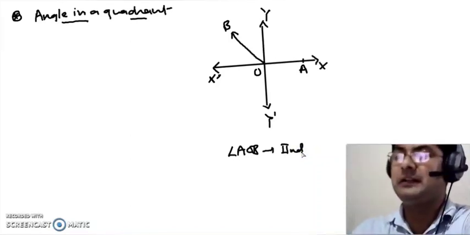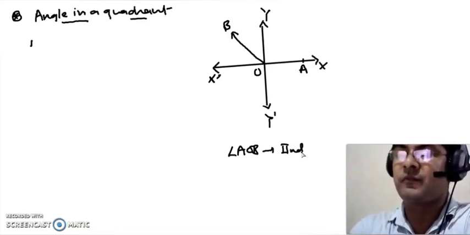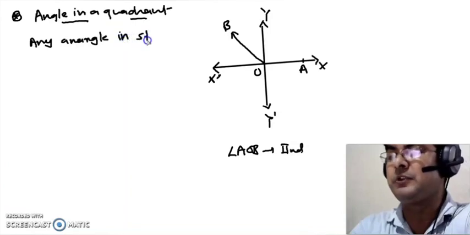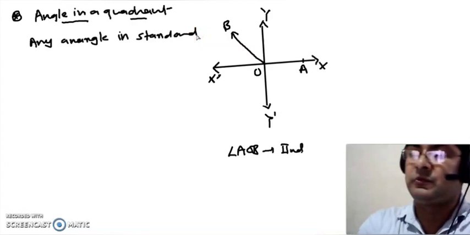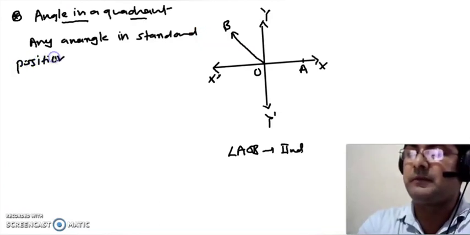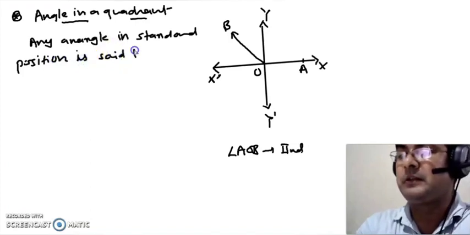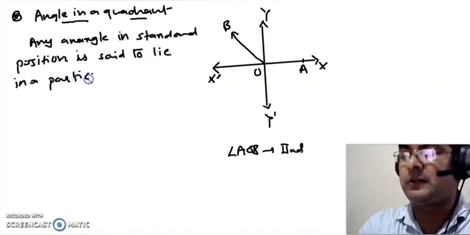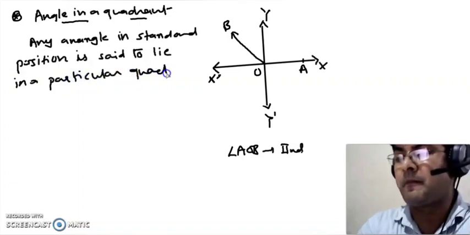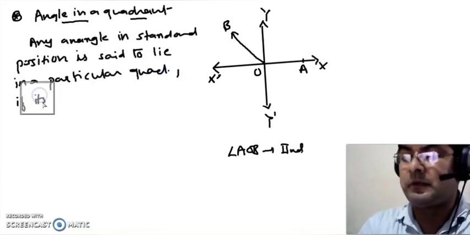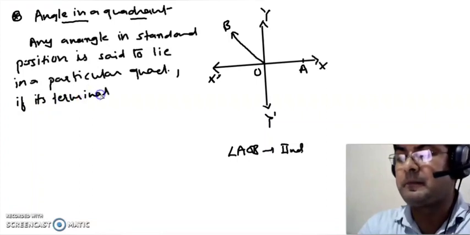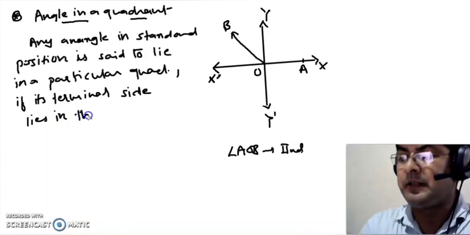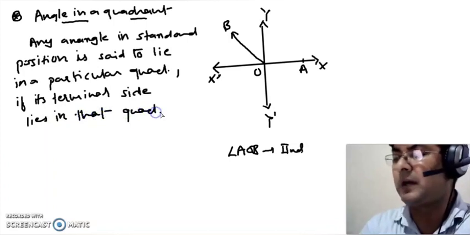So we will say that any angle which is in standard position is said to lie in a particular quadrant if its terminal side lies in that quadrant. Clear?